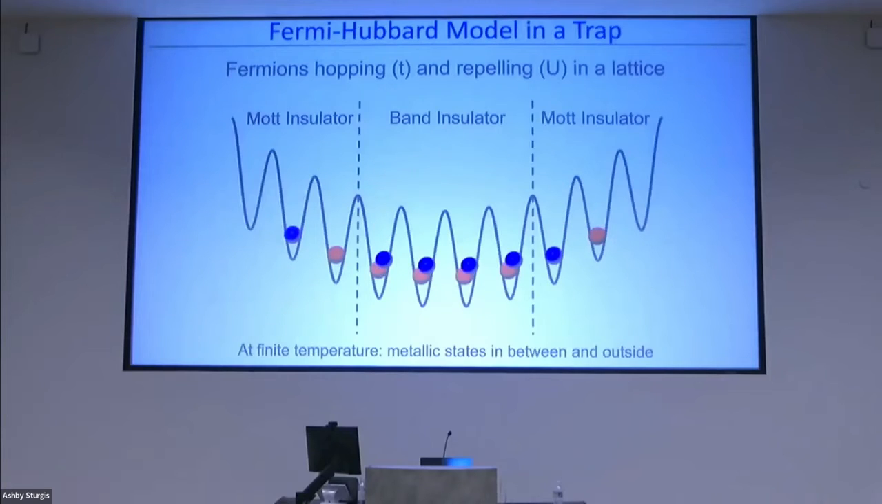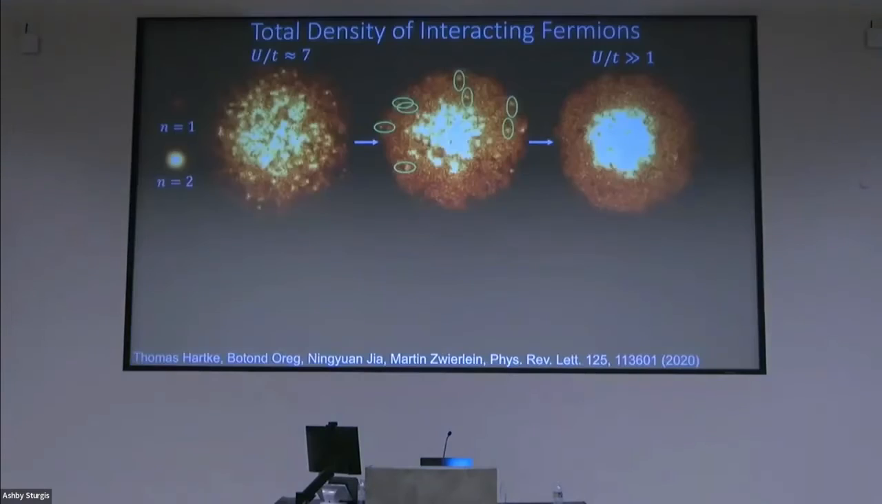Now fold this all together or apply a trapping potential, then you will see all these things: the band insulator in the center and outside the Mott insulator. And that's exactly what we see under our microscope. This region is 2 atoms per site, surrounded by a region with precisely 1 atom per site. This is the strong atomic limit.